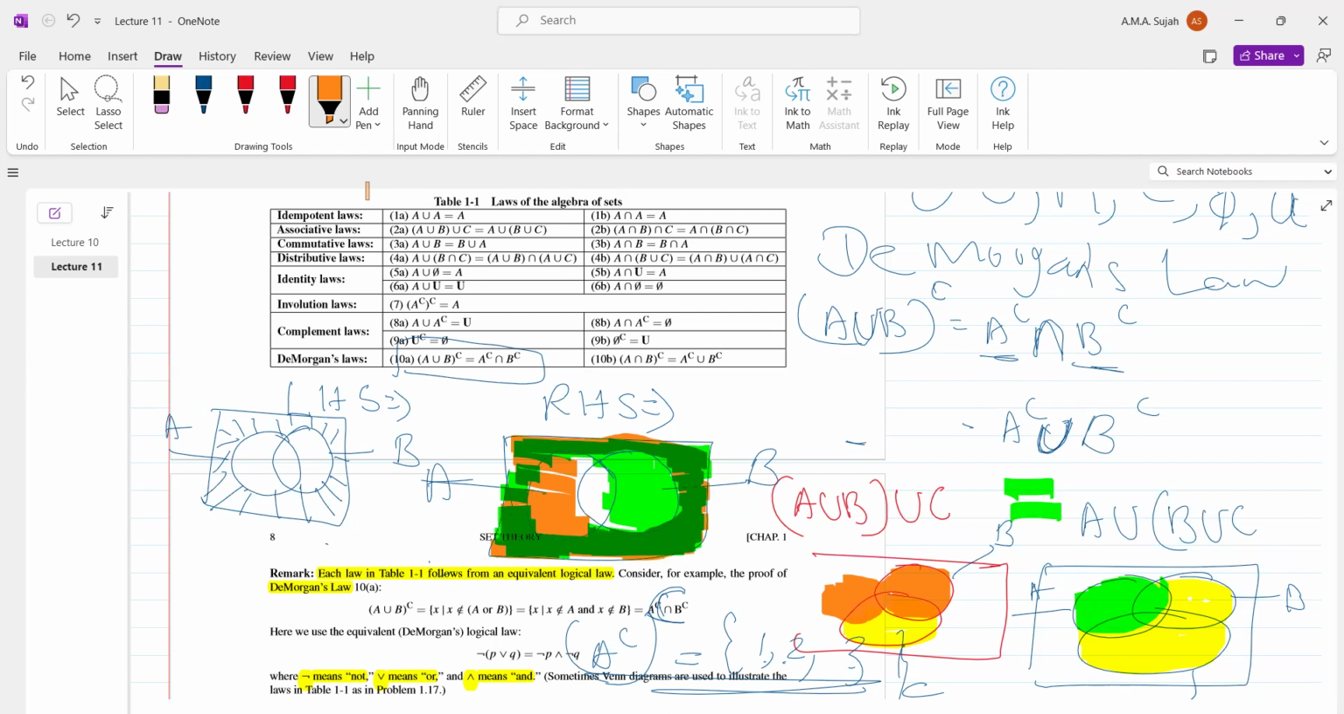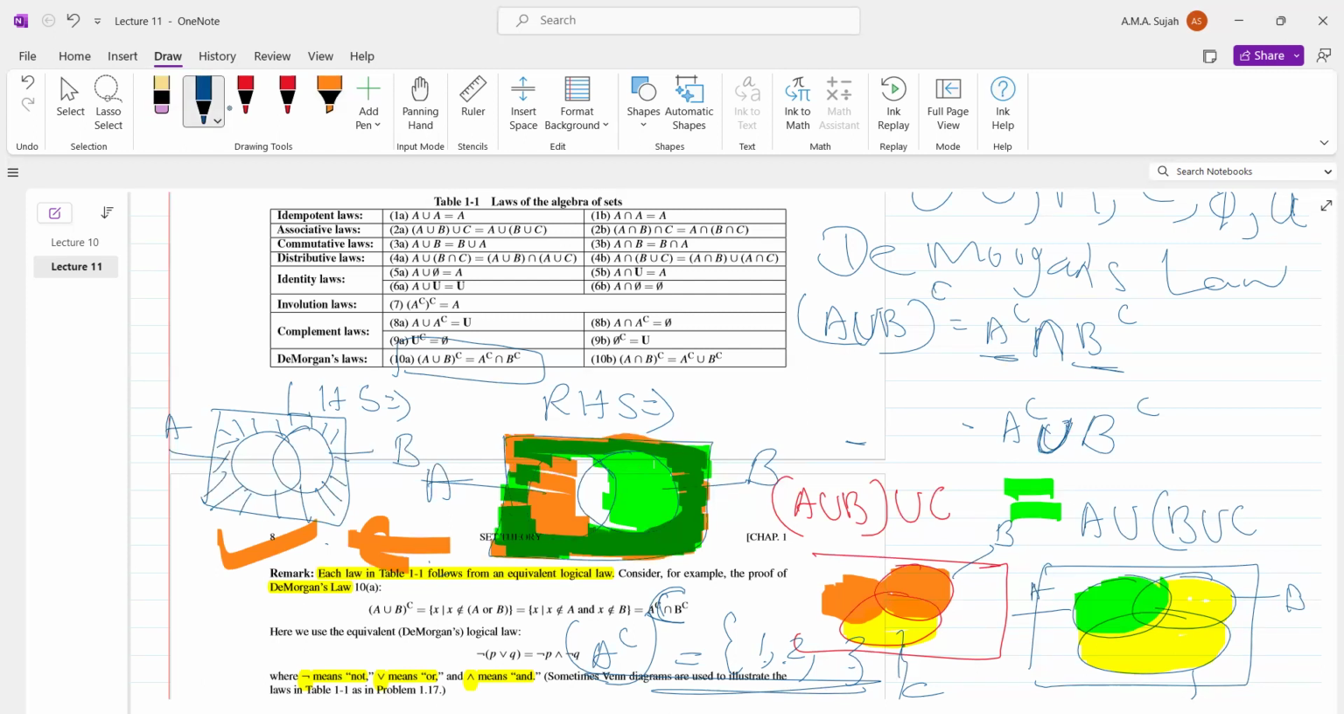Now tell me how you can find out the intersection of these two. So intersection of these two means what? The dark green area, right? So what is the dark green area? Dark green area means outside this one and this one. So that's why we explained here, right? Do you get my point?